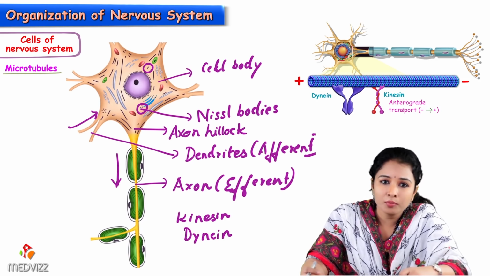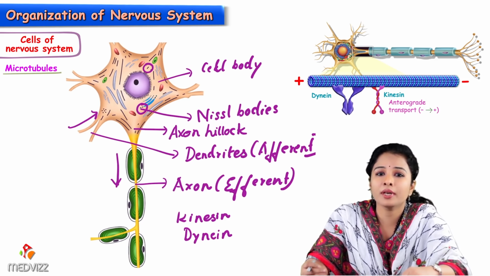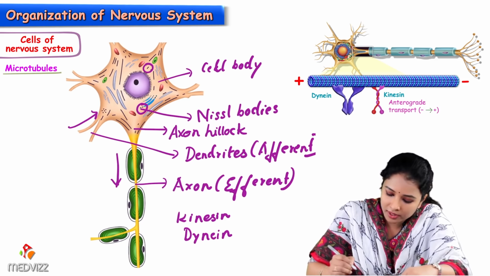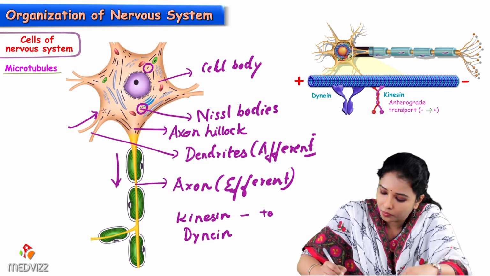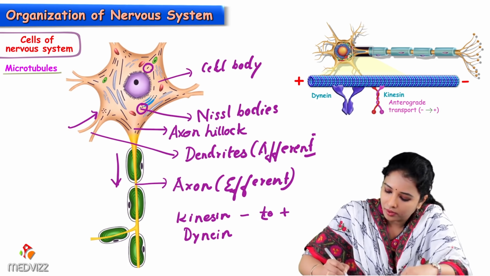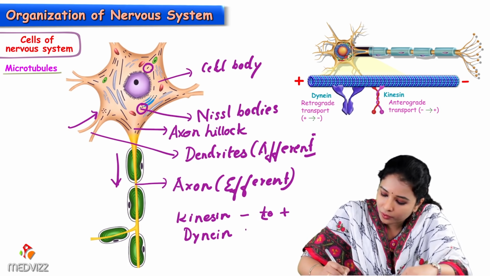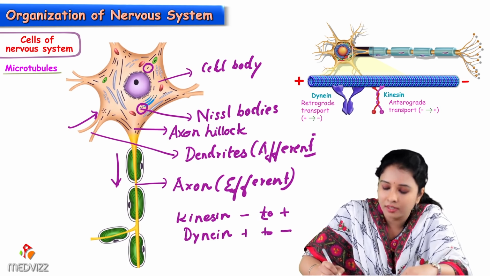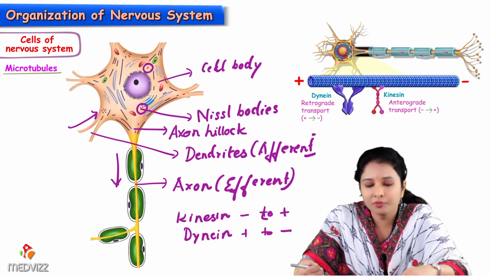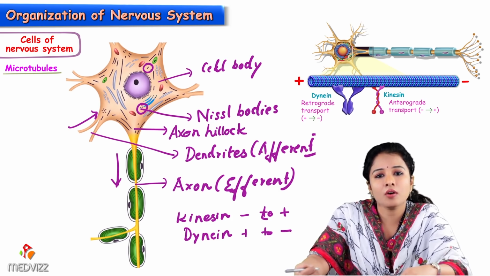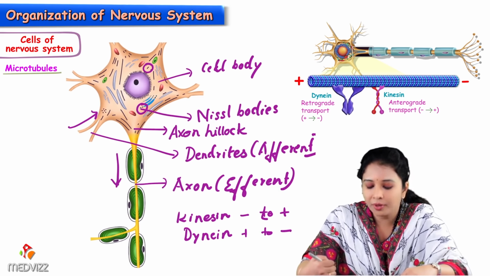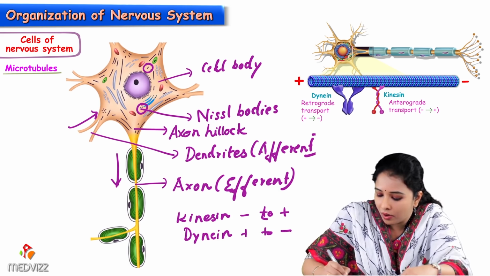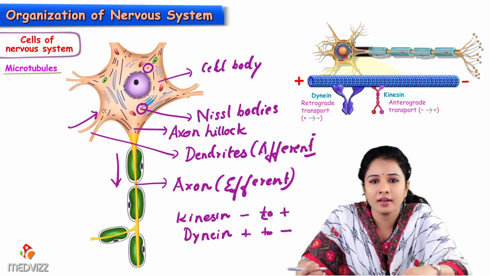Kinesin, the motor protein, moves from negative to positive, meaning from minus to plus. Whereas dynein moves from positive to negative. So this movement from negative to positive is called antegrade transport, and dynein, the movement from positive to negative, is called retrograde transport.